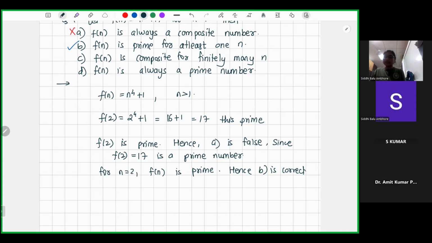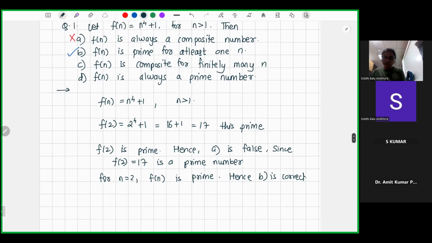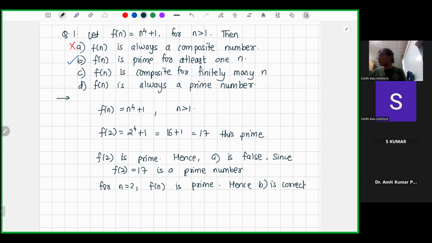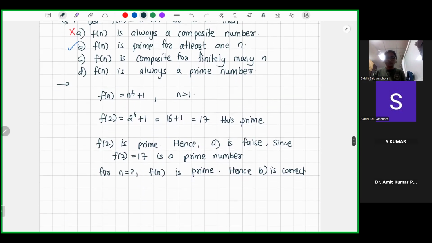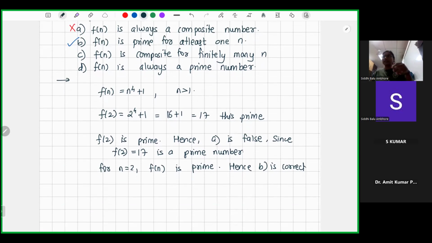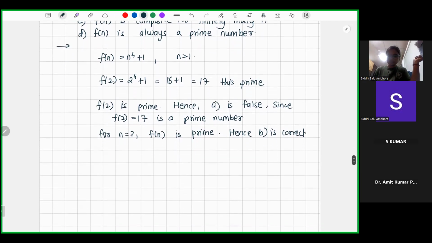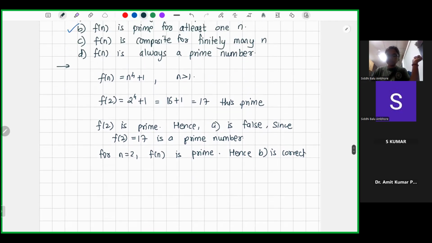So let us check for C. f of n is composite for finitely many n. So is it true that f of n is composite only for finitely many n? Can you prove this, or do you have any counter examples, or how can you say that f of n is composite only for finitely many n? Any guesses for this? Okay, so see, f of n is what?